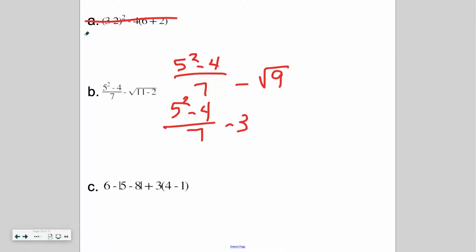So now I'm going to stop worrying about that 3 and take care of the top part of this. That's going to give me 25 minus 4, because 5 squared is 25. And what's 25 minus 4? 21.